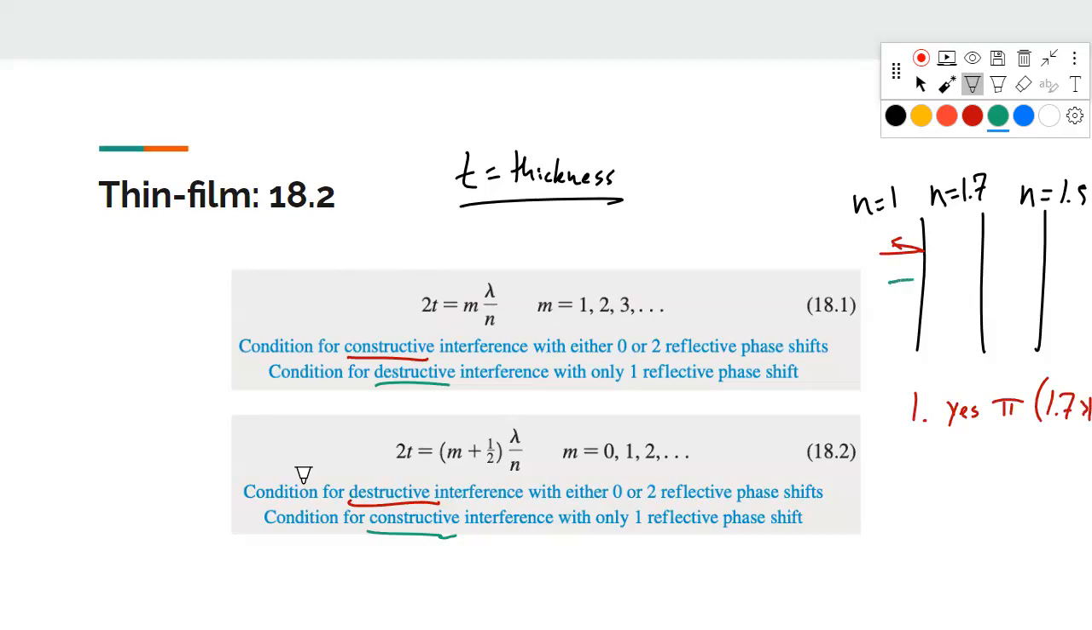Now the second light will be transmitted and then reflected off this surface and come back through. And so the second light here is going from a high to a low. So here the phase shift is 0, and that's because 1.5 is less than 1.7.